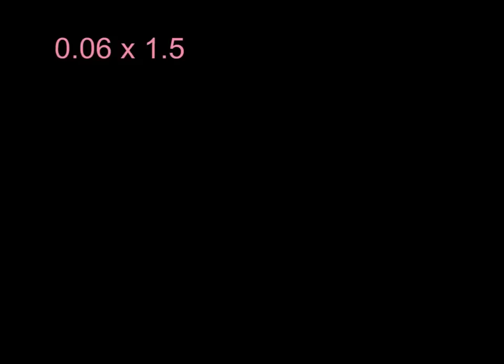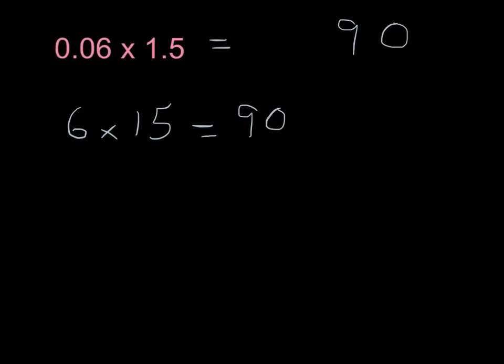So here's a second little example, 0.06 times 1.5. So again, we're going to ignore the decimal place and just ask what is 6 times 15. And the answer to that is 90. But again, that's not going to be my final answer. I need to go back to my question and ask how many decimal places are there in my question. And there is 1, 2, 3. So my answer is going to need 1, 2, 3.